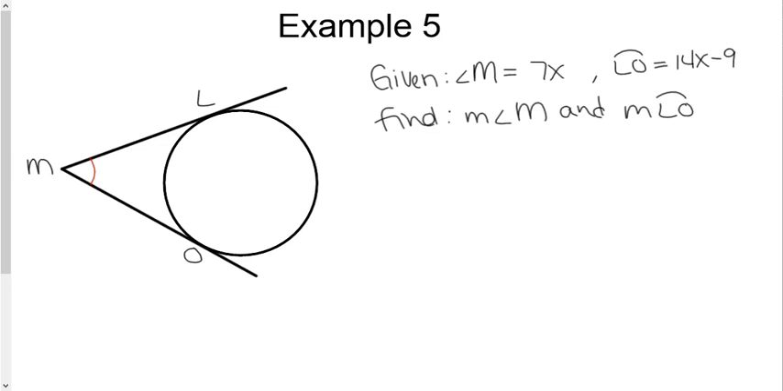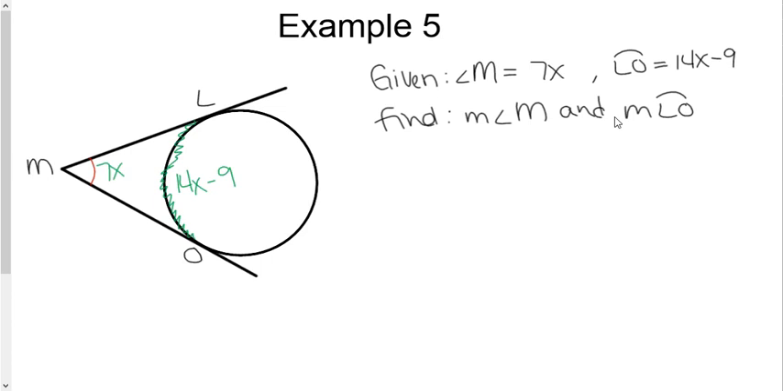In this example, we are given that angle M is 7x. We are given that the arc LO, so when we use two letters, we try to find the shortest distance between them, is 14x minus 9. Well, you're thinking, what can I do with these? I'm not given any numbers. We are told, remember, that the angle and the arc add up to 180. So I want to find the measure of angle M and the measure of that arc.